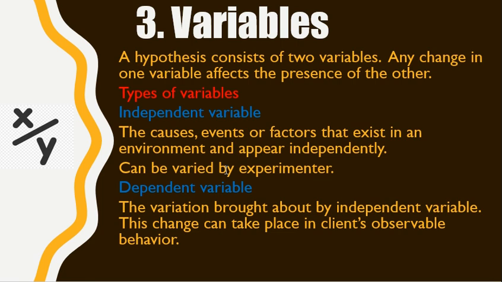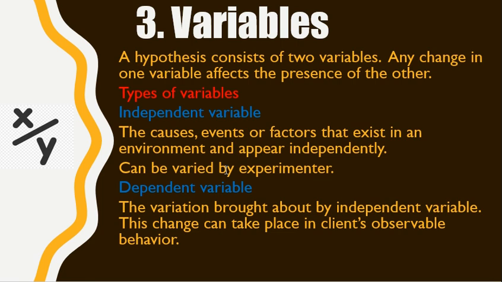Now there are two types of variables, independent variables and dependent variables, in research methodology. What are independent variables? The causes, events, or factors that exist in an environment and appear independently. They are called independent variables. They are the variables which form the subject of study and which can be varied by the experimenter at any time. Independent variables can be changed by the observers. Independent variable is the cause. We can say that these are the causes.